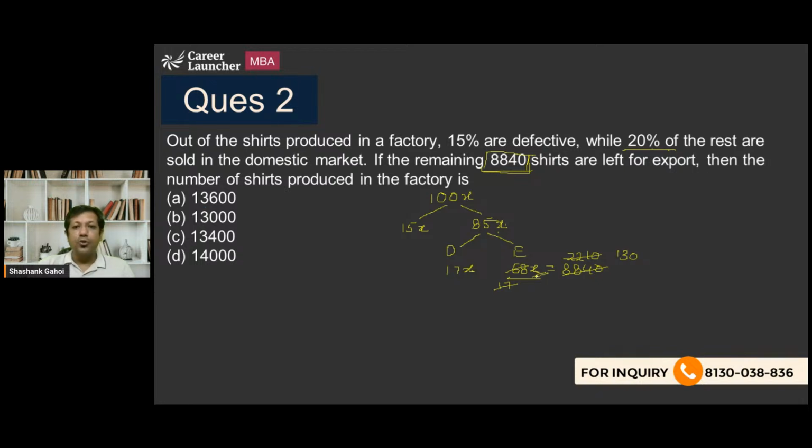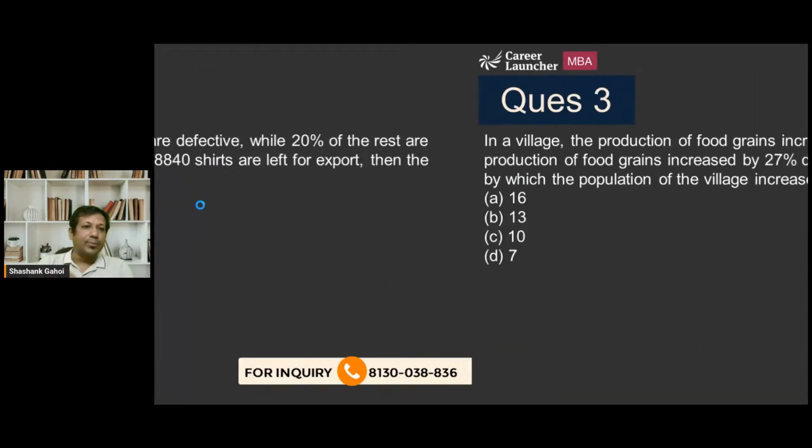So x comes out to be 130, and the total number of shirts that I have assumed is 100 into 130. That comes out to be 13,000. So the answer to this question is going to be option B. So a total of 13,000 shirts have been produced in the factory. Okay. Now let's move on to the next one.